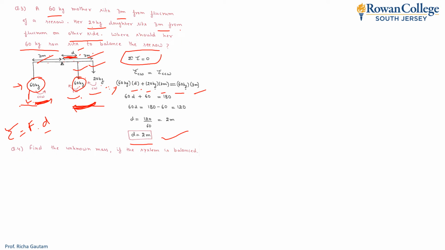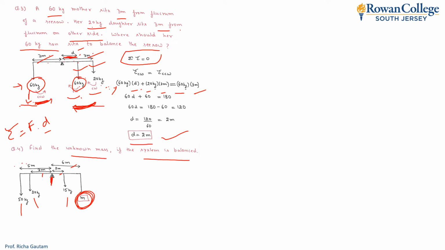On the same principle, we are going to do one more question, which is to find the unknown mass if the system is balanced. Suppose you have this system, here is your center point, the fulcrum is here, and now you have four masses basically. Here you have 20 kilogram at 3 meter, 50 kilogram at 5 meter, 15 kilogram at 2 meter, and this is your unknown, and this mass is at 6 meter.